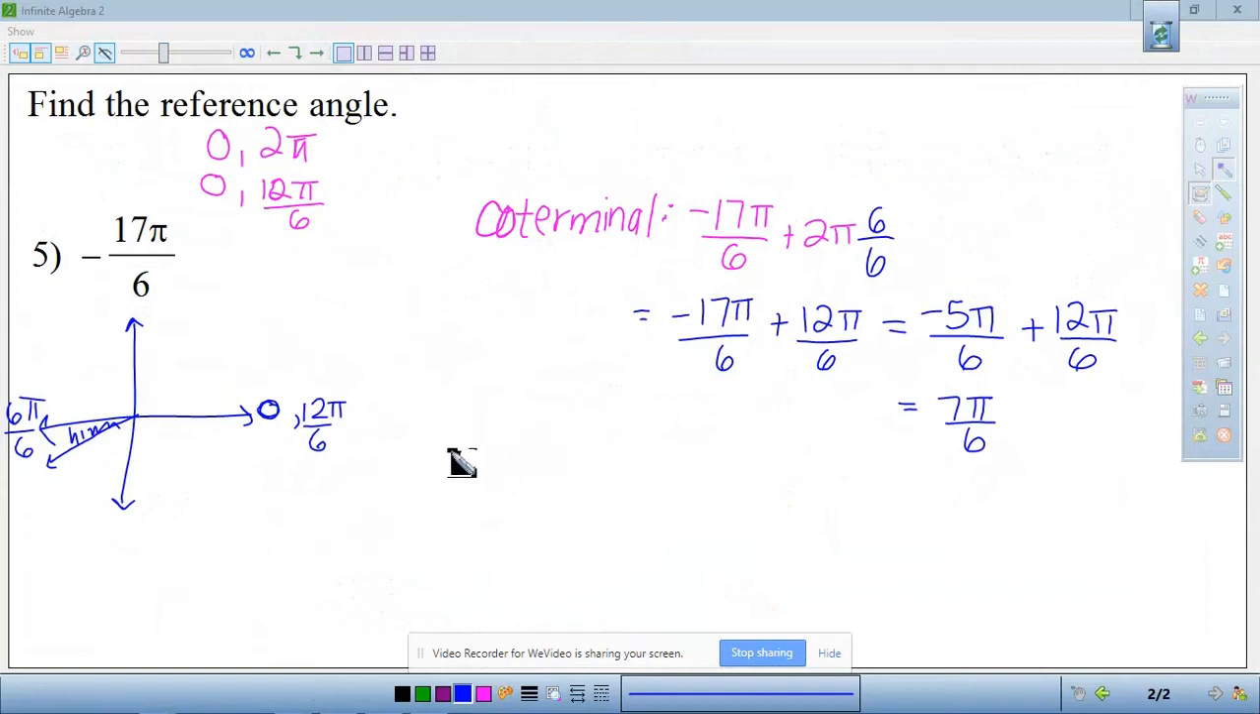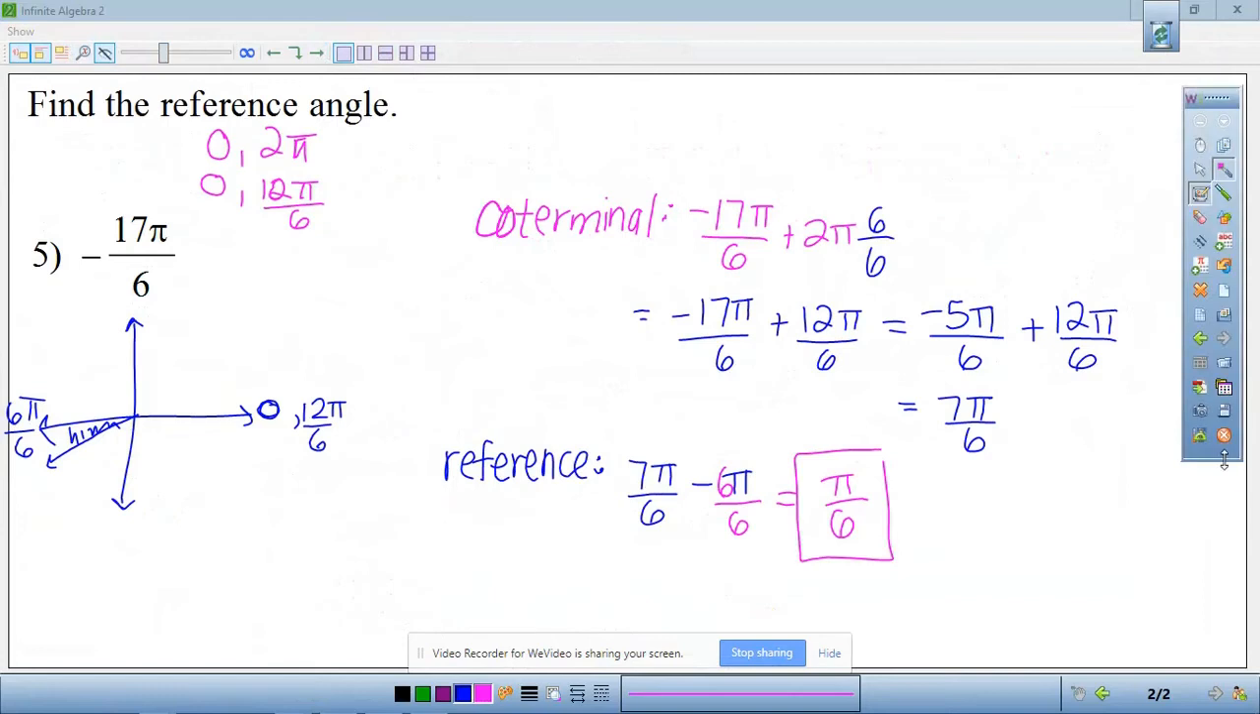So to find my reference angle, we're going to subtract pi from it, because it's bigger than pi. So I'm going to do 7 pi over 6 minus pi. But what was pi? Pi was 6 pi over 6. So 7 pi over 6 minus 6 pi over 6 is 1 pi over 6. And so there's my reference angle.